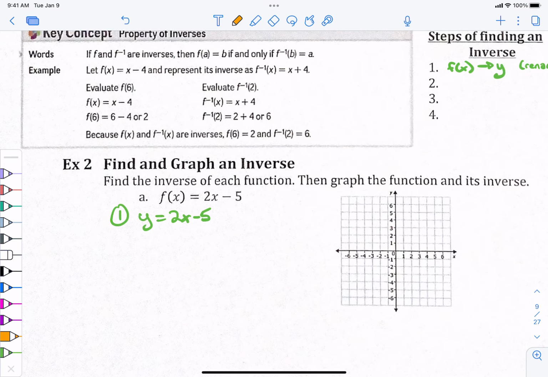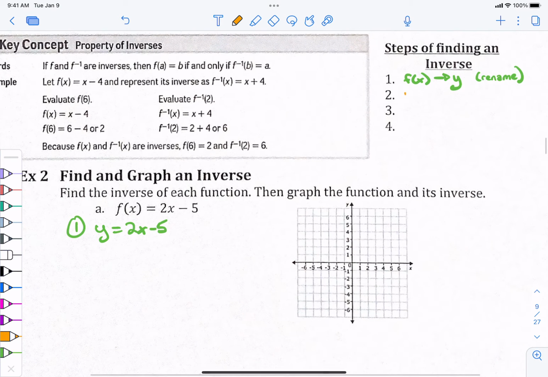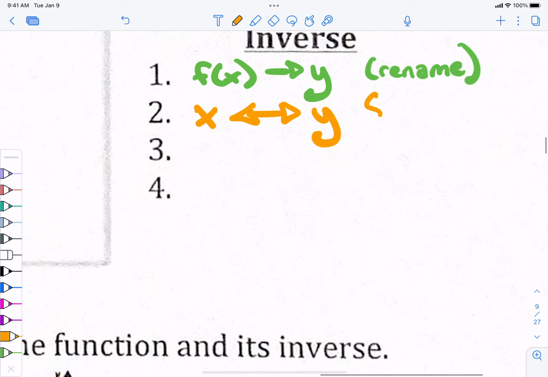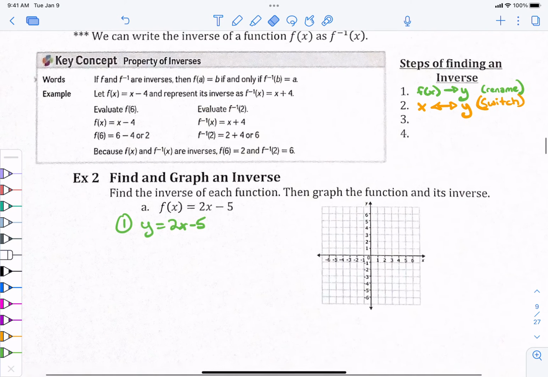Step number 2. The x and the y, I'm going to do a double-sided arrow. They switch places with each other. We haven't even done anything hard yet, right? You just call the x y and the y x. So what does step number 2 look like for our function? X equals 2y minus 5. Beautiful. X equals 2y minus 5.